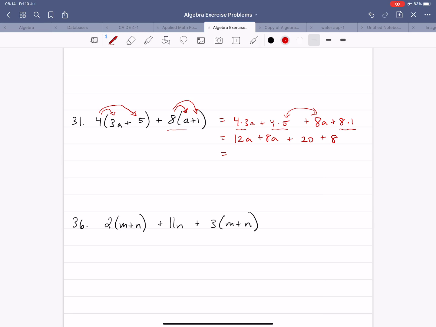And then I can associate these two together and these two together. And then I can factor this common a out so that I wind up with 12 plus 8 times a plus 28. Now I can apply the substitution principle again to the 12 and the 8, and that's going to give me 20a plus 28. And that's my final answer.